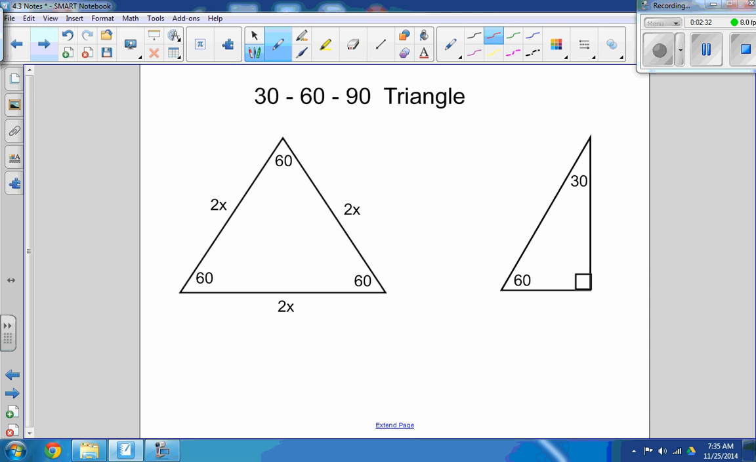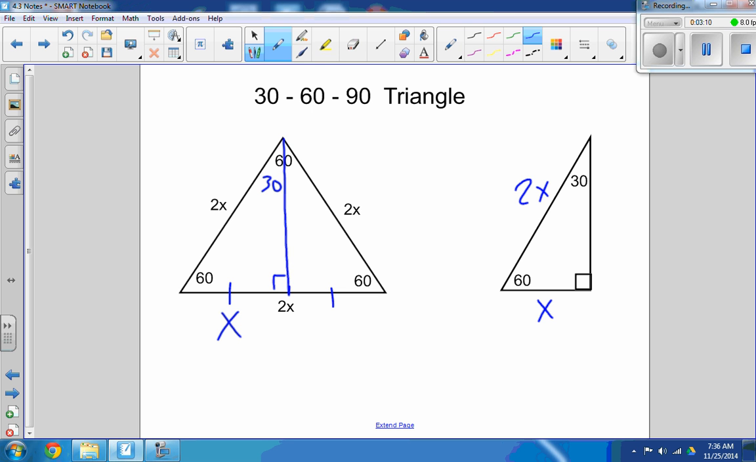Now let's look at a 30, 60, 90 triangle. Let's think back to an equilateral triangle. All angles are 60 degrees, and if each side is 2x, we know they're all going to be congruent. Now, if I draw the altitude down, I know that ends up being 30 degrees. Now, an altitude of an equilateral triangle splits those two sides into equal lengths. So that ends up being x. So let me take that thought over here. If that's 2x, that's x.